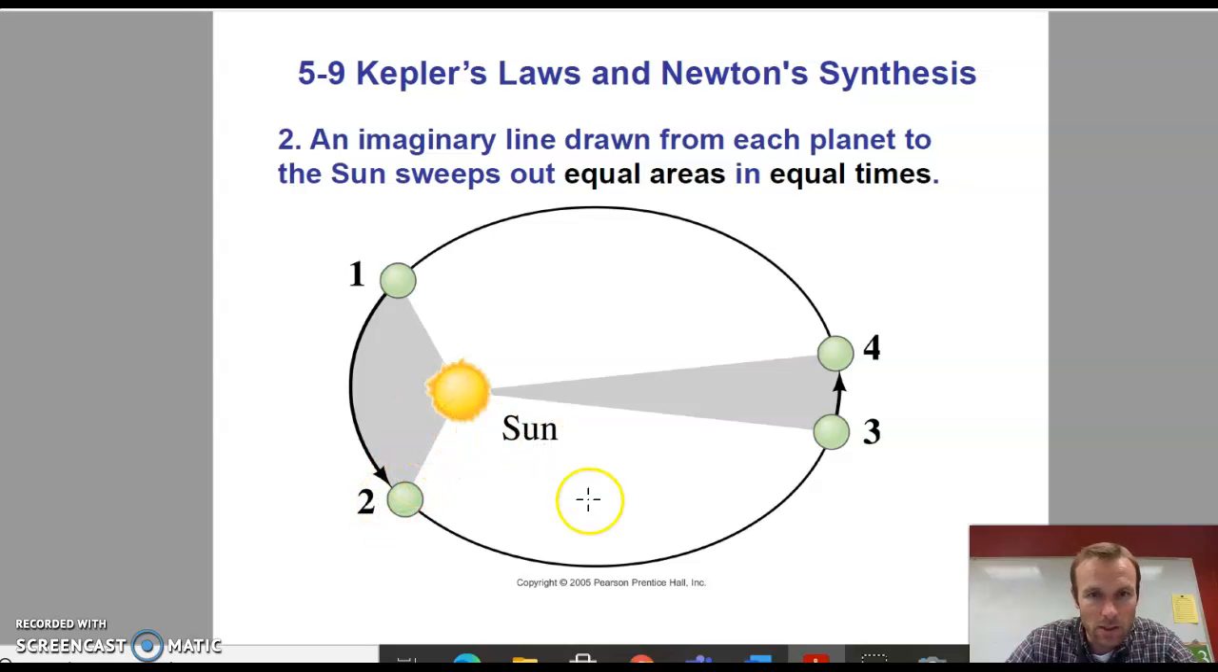One of the big implications of the second law is that the planet's velocity isn't a constant value. So this isn't uniform circular motion. What we have is an accelerating speed as we get closer to the sun, and then the speed slows down as we get farther from the sun. And that has to be true for Kepler's second law to be true, which is kind of an interesting thing. When we're closer to the sun in the winter, we're actually moving faster than we are in the summer when we're farther from the sun.